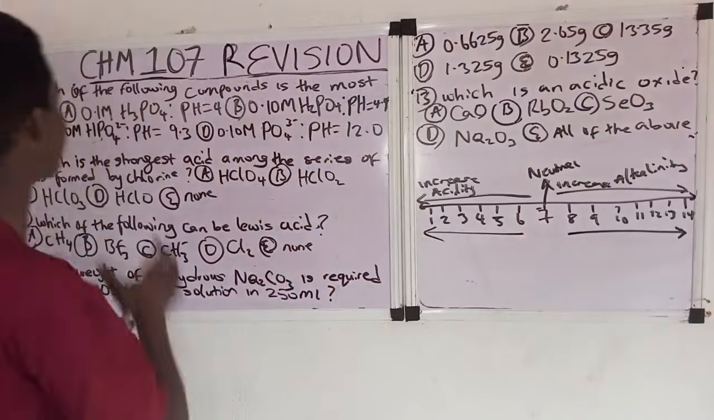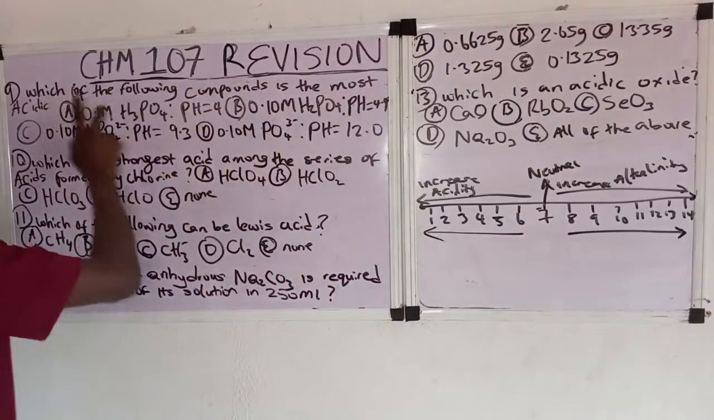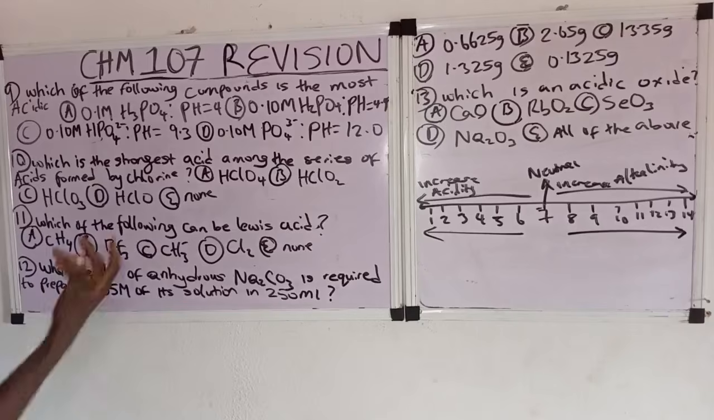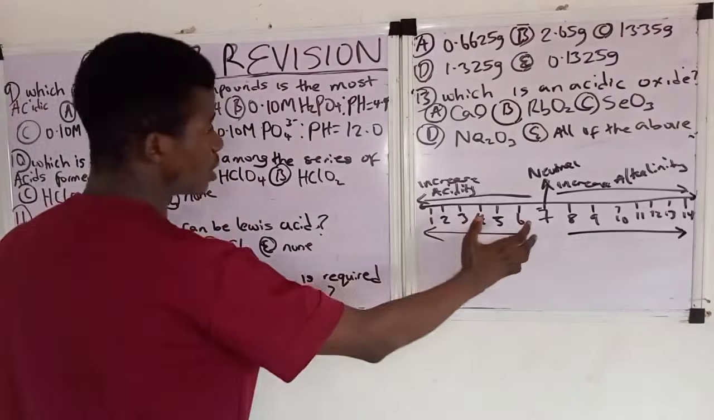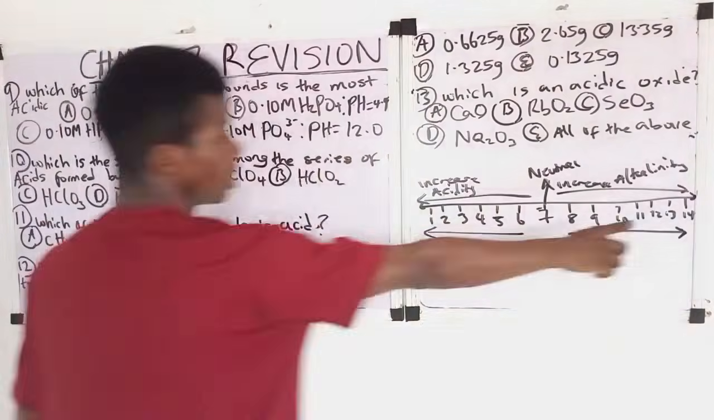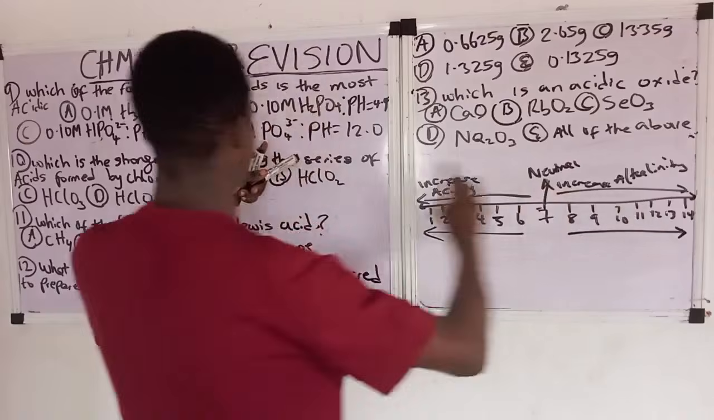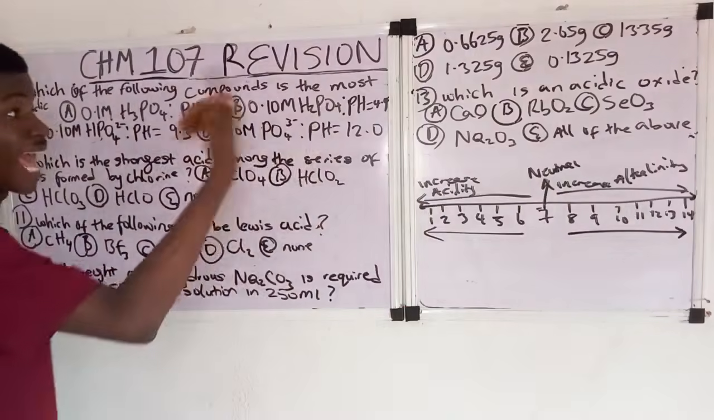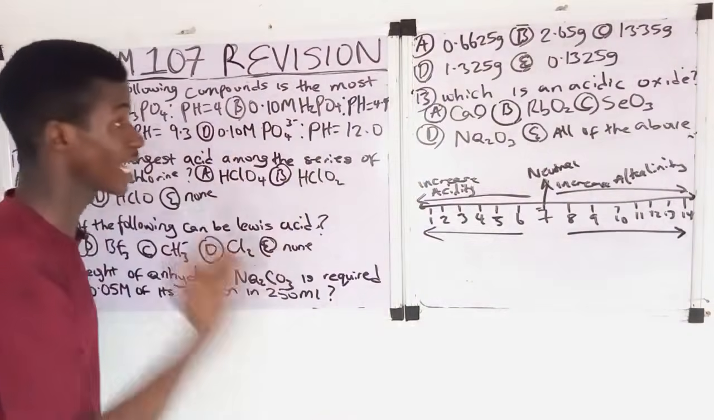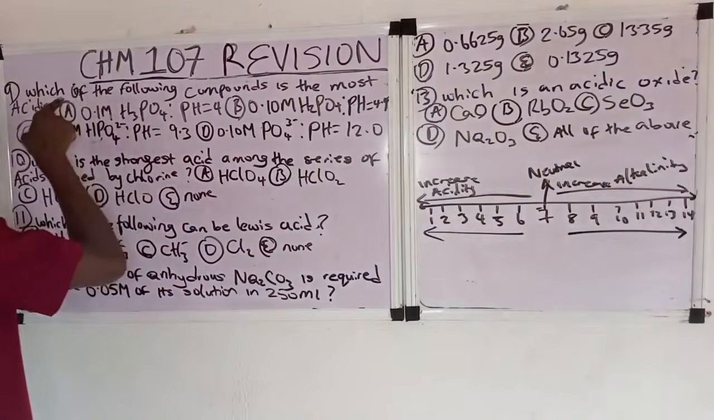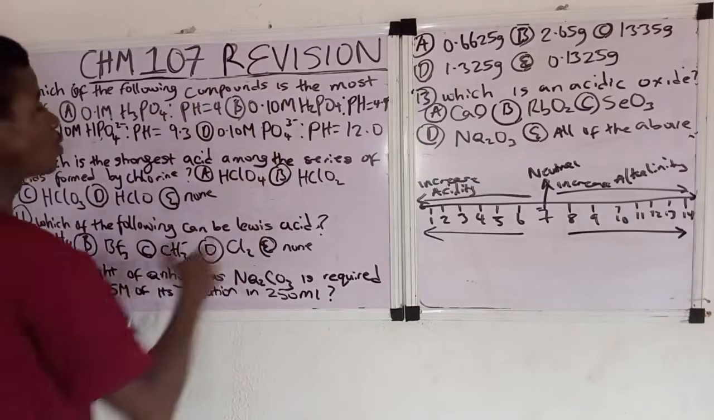If you look at this, all of them have the same molar concentration, so which one has the lowest pH? This one has 12, so it shows you that this substance is alkaline, with high alkalinity. If you check the question, it says which of the following compounds is the most acidic? So this one is off.